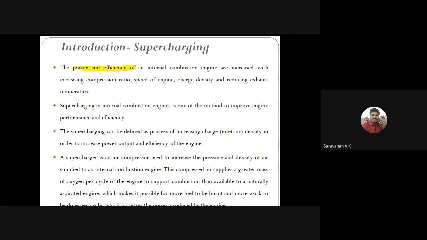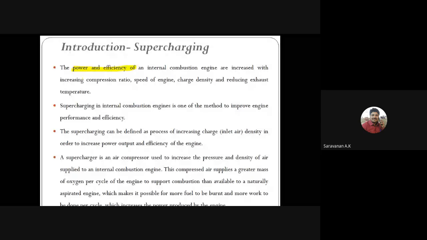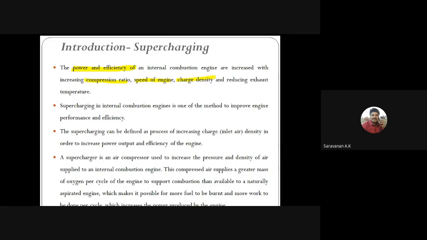We have to increase the power and the efficiency of an IC engine by increasing the compression ratio, the speed of the engine, and the density of the charge. And one more thing, we have to reduce the exhaust gas temperature. By controlling these, we can improve the performance of an engine, by increasing the compression ratio, the speed, and the mass flow rate, that is the density of the charge.